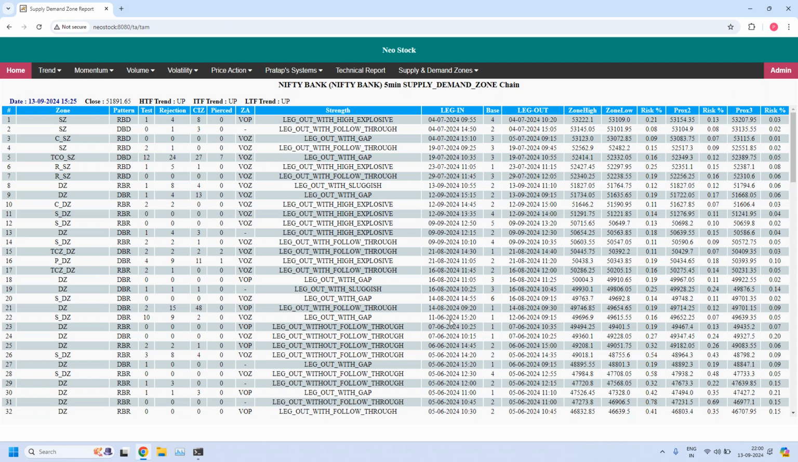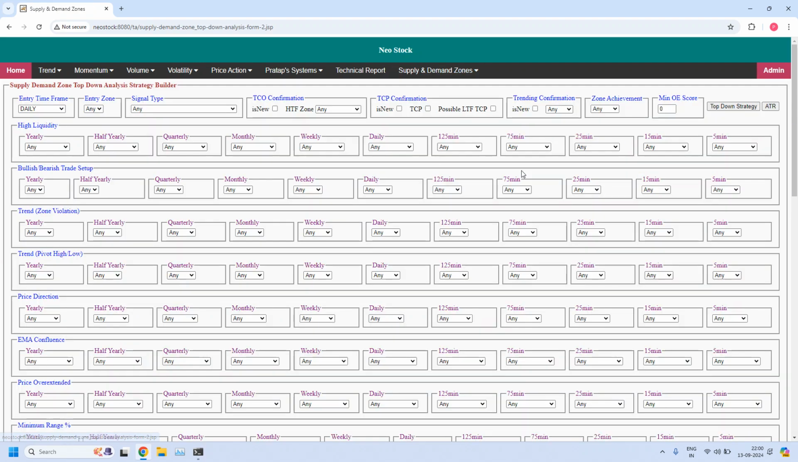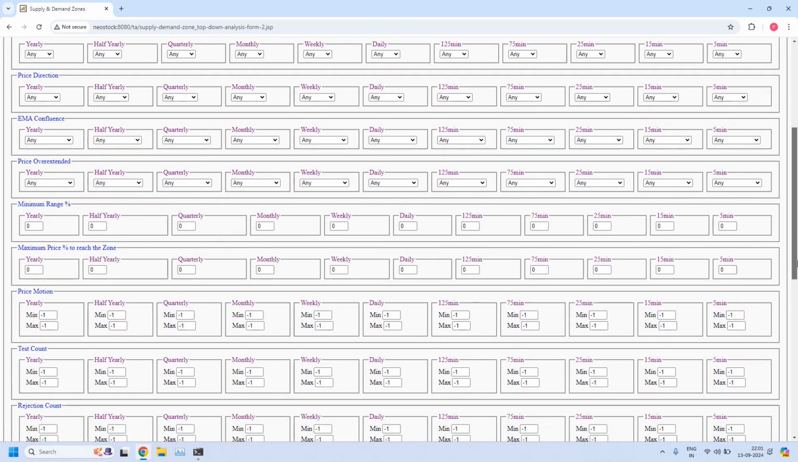Next set of reports are bullish and bearish trade setups for monthly, weekly, daily and hourly income trades. First let's start with the monthly income trade, bullish trade setup. Entry time frame is daily, entry zone is demand zone, and in bullish or bearish trade setup at the daily time frame I am selecting bullish, and the daily demand zone should not be pierced.